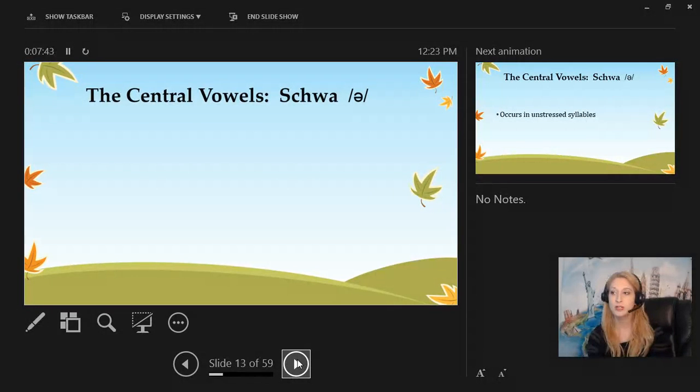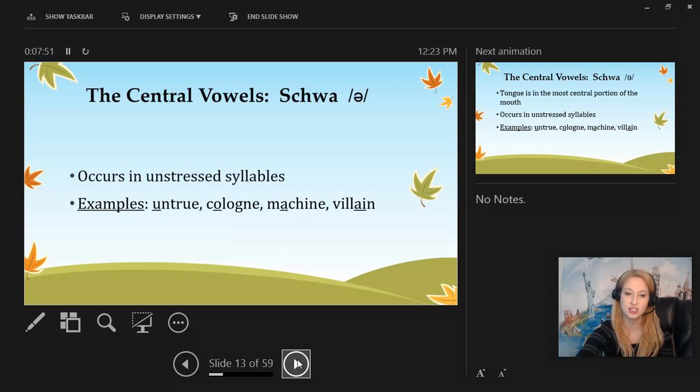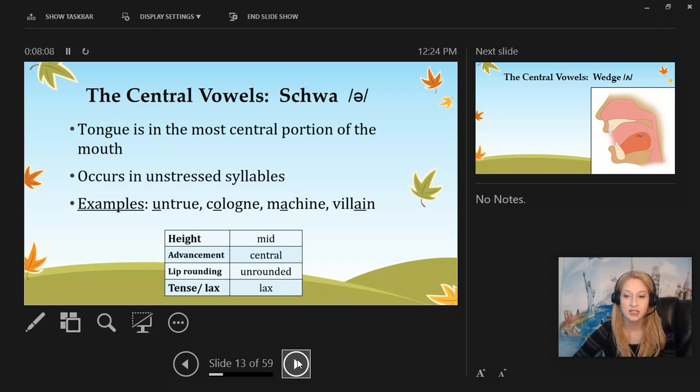Now we're moving on to the third category of vowels, which are the central vowels. And we start with the schwa. So the schwa occurs in unstressed syllables only. The tongue is in the most central portion of the mouth, which is why it's called a central vowel. Some examples are untrue, the sound, cologne, machine, villain. The tongue height is mid, central, unrounded, and lax.